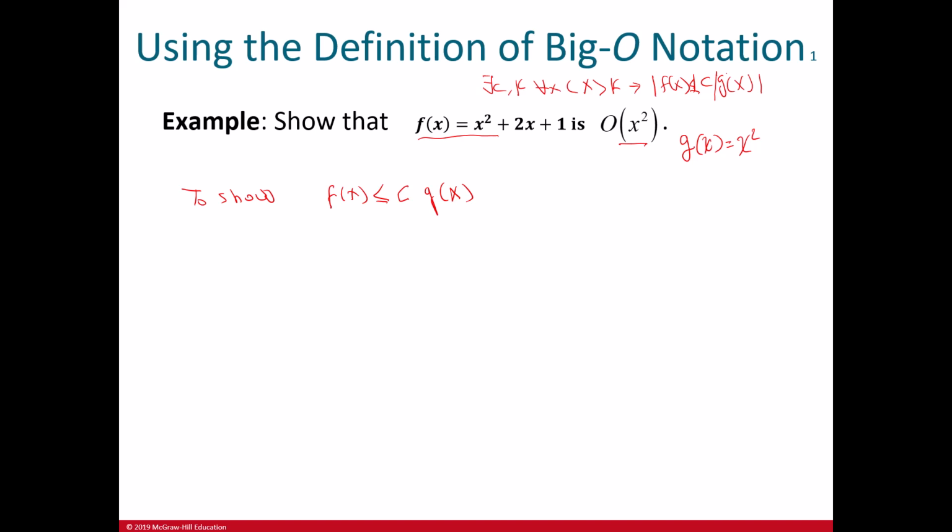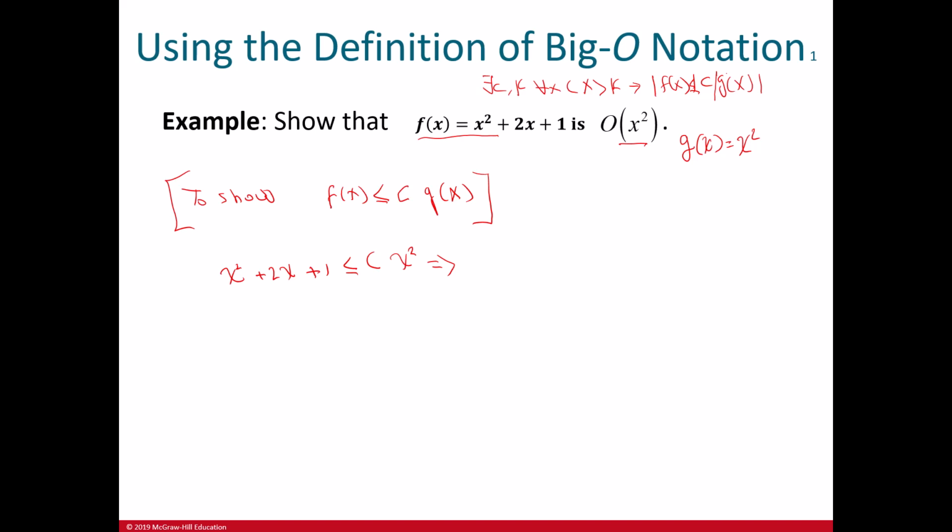I'm going to write it here between square brackets to indicate that we are not begging the question. We just say this is our plan. So I'm going to rewrite the values. I'm going to write f of x. f of x is just x^2 + 2x + 1, less than or equal to c. I still don't know what the c is, I'm going to find it. And g of x is just x^2.